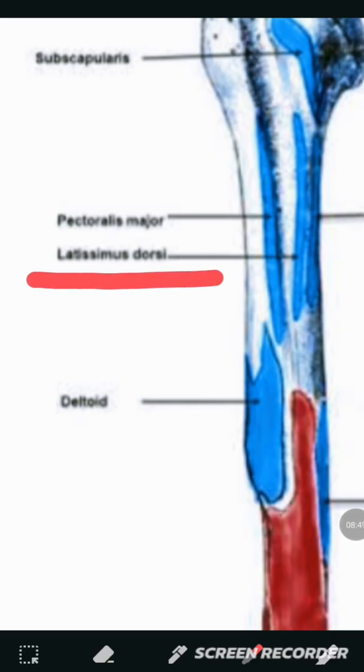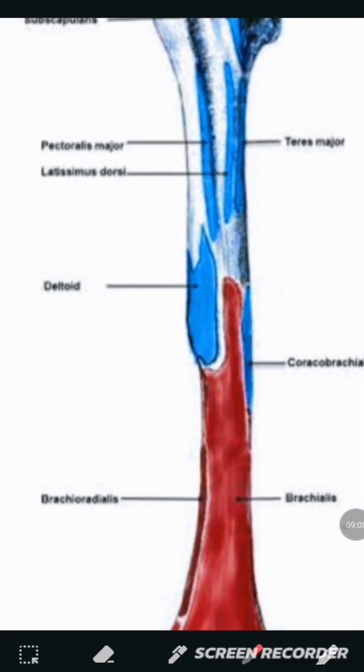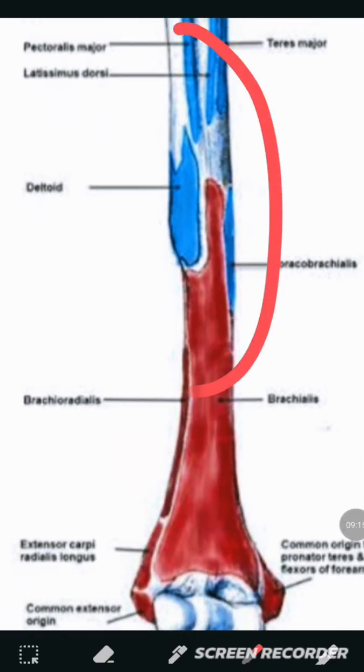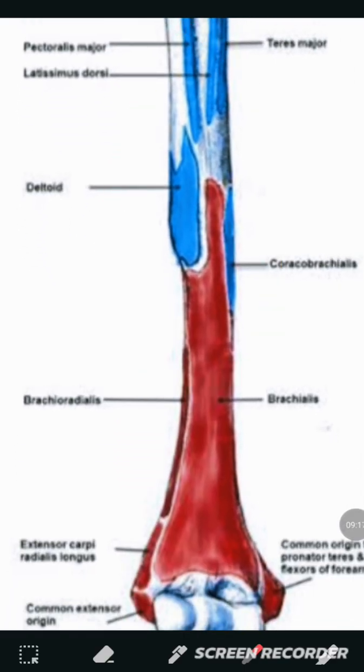This is latissimus dorsi. So we have 3 insertions that are attached to the bicipital groove. First one is pectoralis major, second one is teres major, and the third one is latissimus dorsi. Then we have 2 insertions which are attached to the shaft. This region is the shaft region. So here we have 2 insertions.